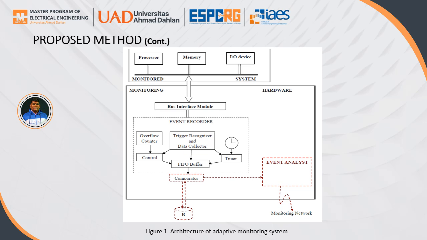based, using processor instructions. The monitoring architecture components are the bus interface module and the event recorder, which is used to trigger the event, record the data and track event timing, and the other components are the event analyst, comparator and the repository, which is used to secure and analyze the data, comparing it against predefined events.